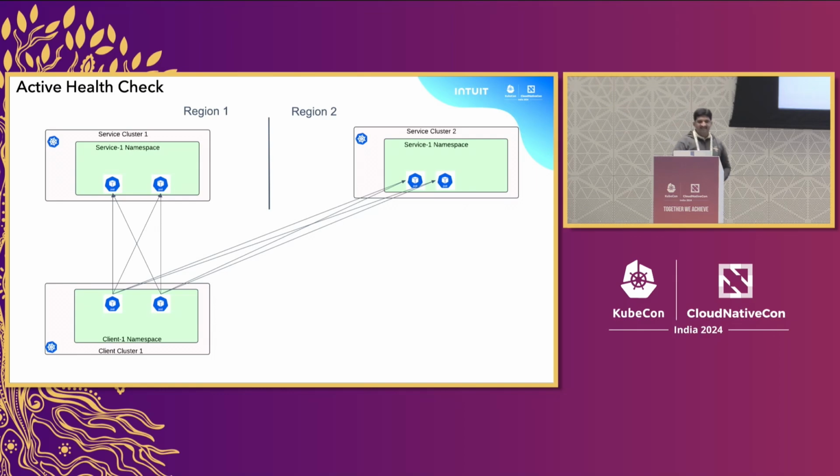So let's say at some point in time, service 1 degrades in region 1. During this time, both these client pods would eventually fail their configured active health check configs and would ignore those failed endpoints from the active routing list. So essentially, the entire traffic would be flowing to region 2.